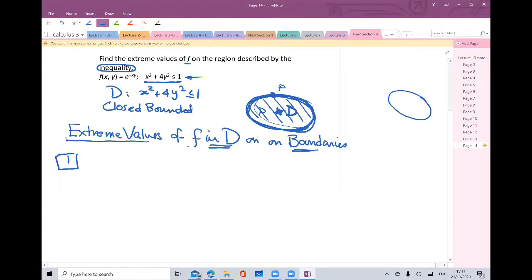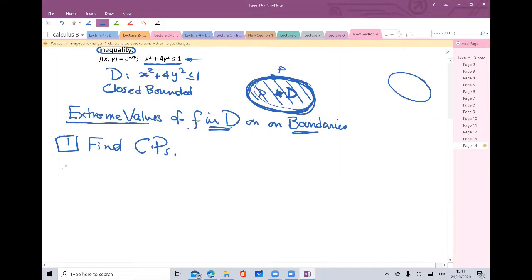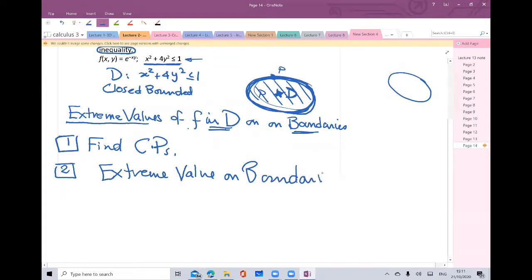What were the steps? There were 3 steps. First step, find my critical points, right? Then look at the extreme values, where? On the boundary, right? Get my boundary points. Then step 3, I'm going to compare values from step 1 and 2.